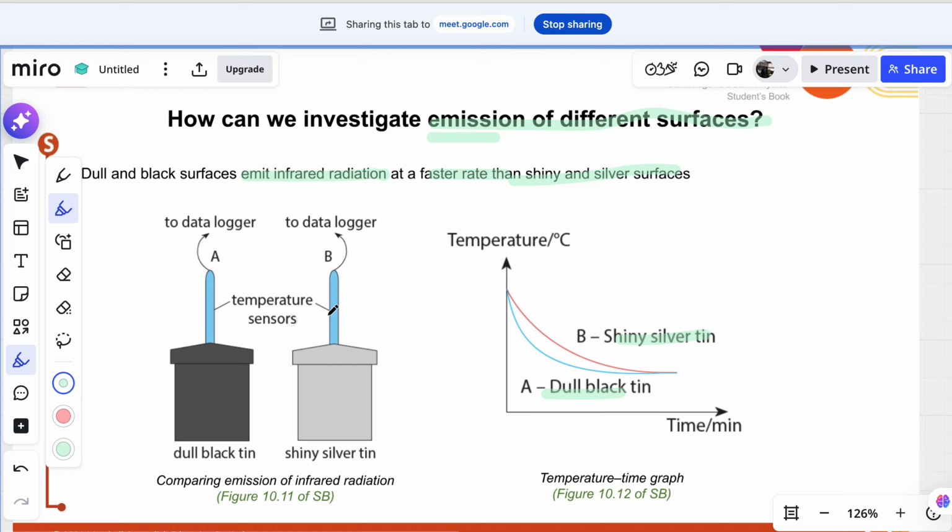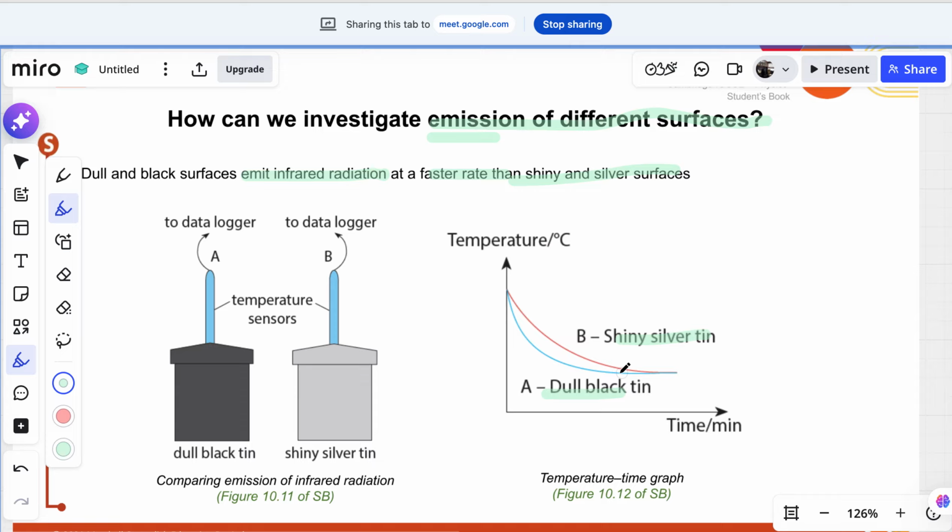What we did was to plot the temperature from this sensor. The one below, the dull black thing, is emitting thermal energy faster than the one on top. The shiny surface emits at a slower rate compared to the dull black surface. So a dull black surface emits thermal radiation at a faster rate compared to a shiny silver thing. Is that okay? That's what this explains.